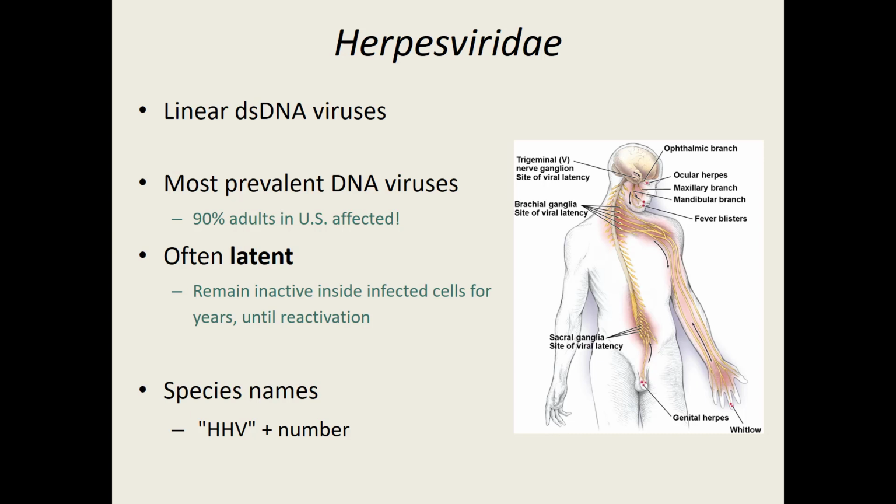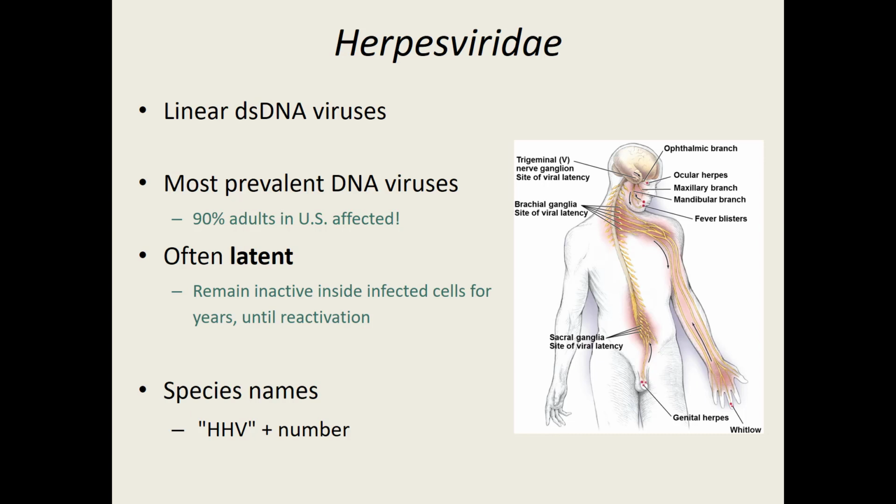Now, all of our herpes viruses are named. The species name, we call it HHV for human herpes virus, and then they get a number. The number is just the order in which the virus was discovered, so nothing super exciting about the number. So when you start hearing human herpes virus 1 or human herpes virus 2, because those are the first two, it's just the order in which they were discovered. And so we're going to get through 1 and 2.